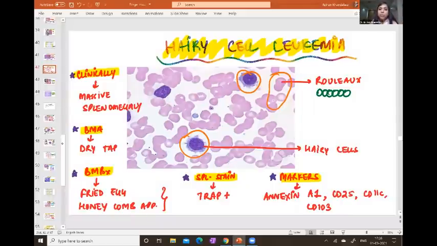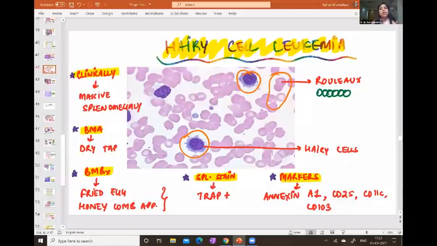So in which condition will you see hairy cells? Hairy cell leukemia. In a history, you can be given massive splenomegaly. The bone marrow aspirate here will show a dry tap. The biopsy will show something which is called a fried egg appearance or a honeycomb appearance. I'm just going to show you a picture of that. The special stain for hairy cells is TRAP positivity, and which is the best marker used? Annexin A1, right? These are the other things which can be there.